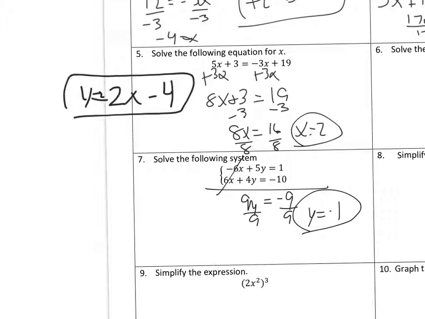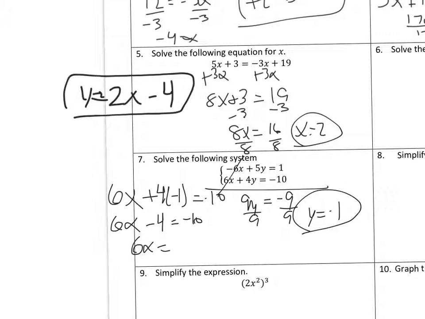Good start. Now let's plug it back in to solve for x. So I'm going to use the bottom equation, just because I like positive numbers. And I'm going to do 4 times negative 1, because I'm plugging negative 1 in for y. So I get 6x minus 4 equals negative 10. Add 4 to both sides, so I get plus 4 plus 4. 6x equals negative 6, divided by 6, and I get x equals negative 1. The final point is (negative 1, negative 1).